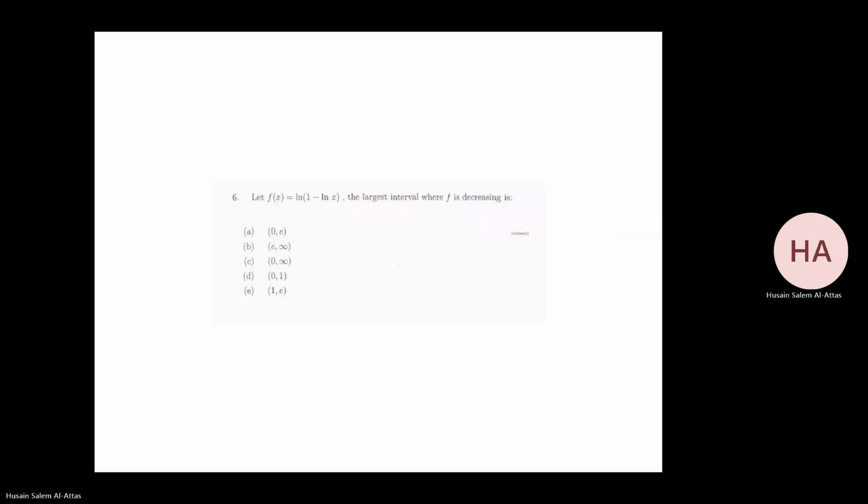Yeah. This function, need to be careful about the domain to start with. What's the domain of f? I need two things. I need x from this. I need x is positive.